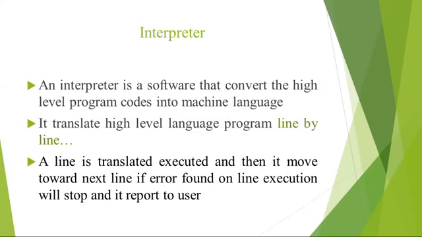We discussed that a compiler converts the whole program all at once into an equivalent machine program, while the interpreter interprets a single line and then moves toward the next line. At the time of execution, if an error is found on that particular line, it will show a message to the programmer that it can't execute because an error is found on that line, and it will highlight that line.